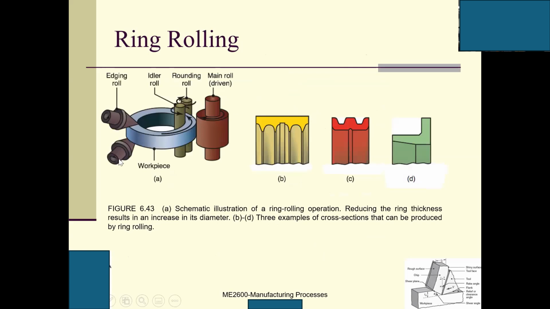Ring rolling. So ring, as the name suggests. For this ring workpiece, we have this main roll, and this idler roll. So this is the main roll, and this is driven. So this guy is driving the workpiece to be rolled. And so we put the force here on the idler roll, and you can get this product.